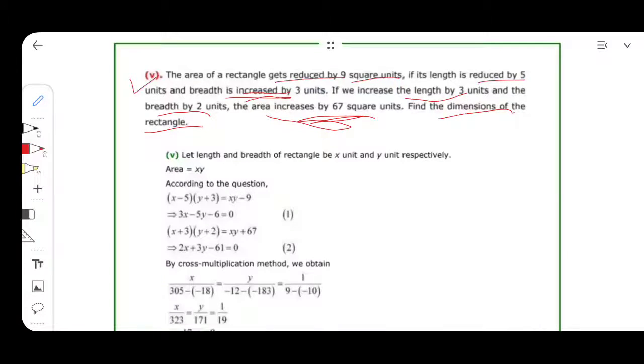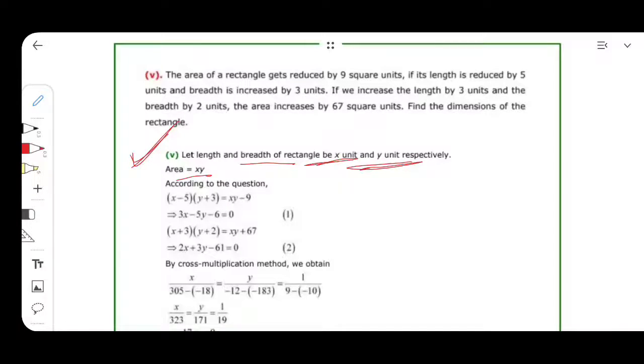Now we have been given a rectangle and its area. We have different conditions. Let's see. First of all, we will discuss how to get the solution of this problem. We consider the length and breadth of the rectangle to be x units and y units respectively. So the area would be x into y.